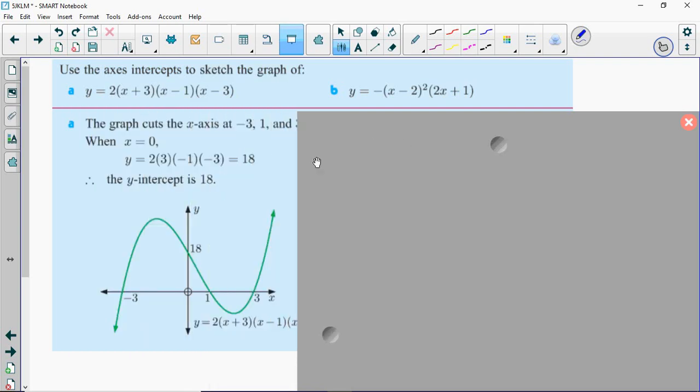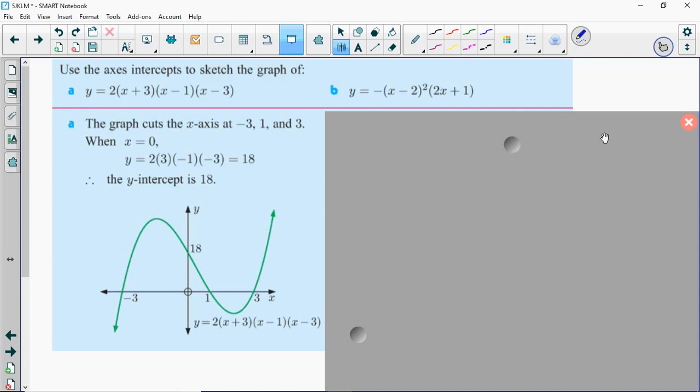So here's that first one. I know it's going to cross the x-axis at -3, +1, and +3. We know that the leading coefficient is positive, which means it's going to have a shape that's going up as we move to the right. And then we just substitute in x equals 0 to figure out the y-intercept. Easy.